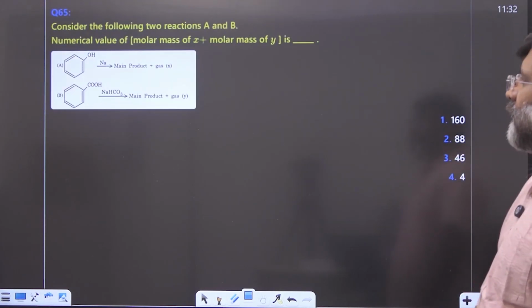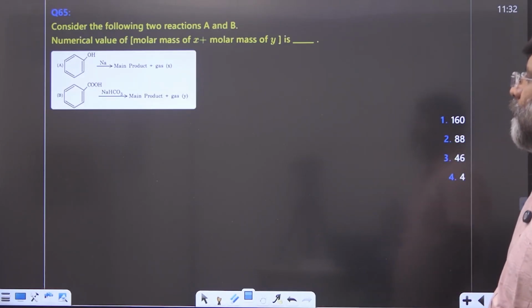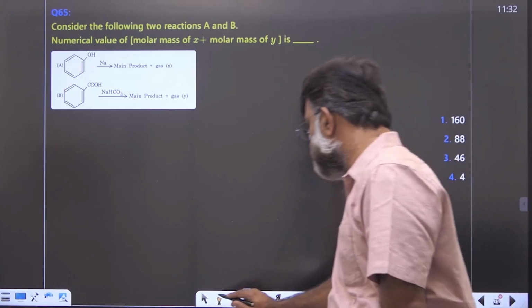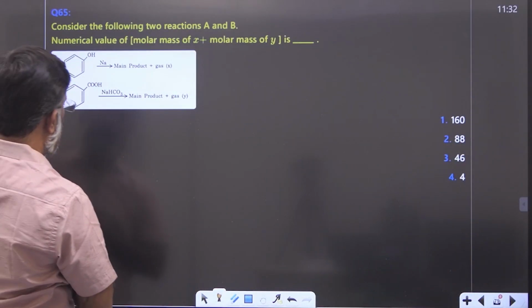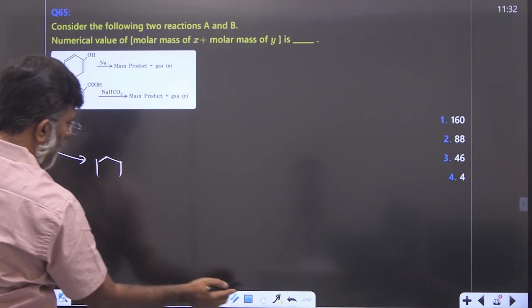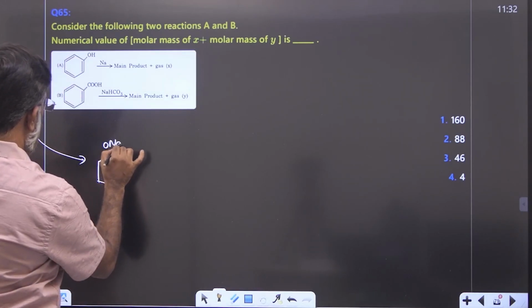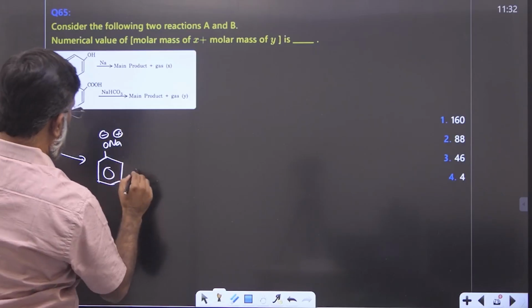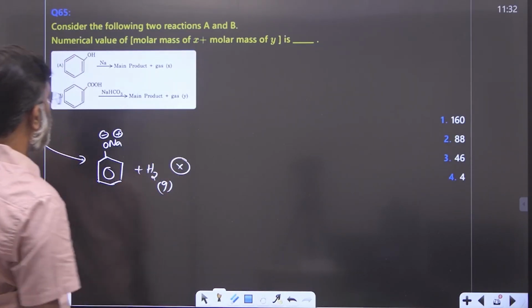Question number 65. Consider the following 2 reactions, A and B. Numerical value of molar mass of X plus molar mass of Y is? Please analyze the reaction. Phenol with metallic sodium. The product obtained will be sodium phenoxide and hydrogen gas. This is X.